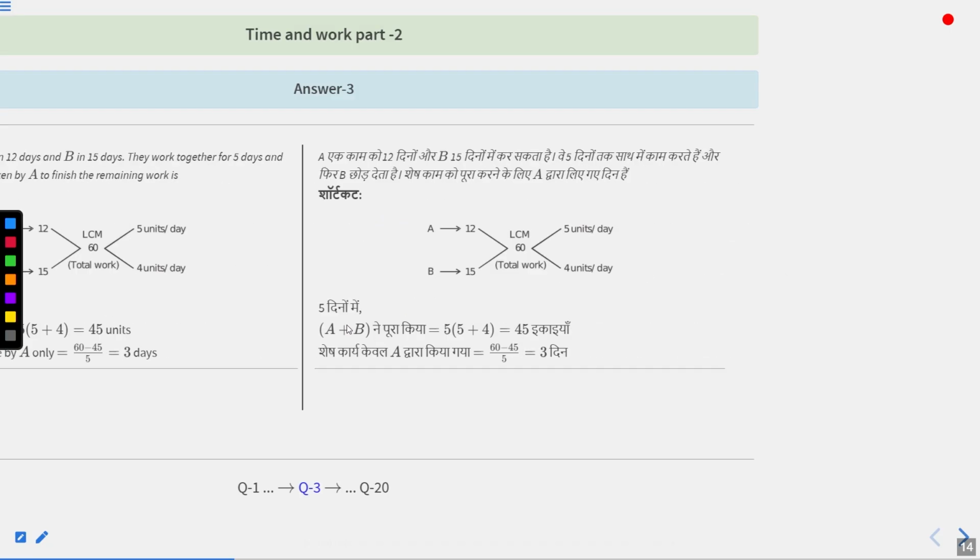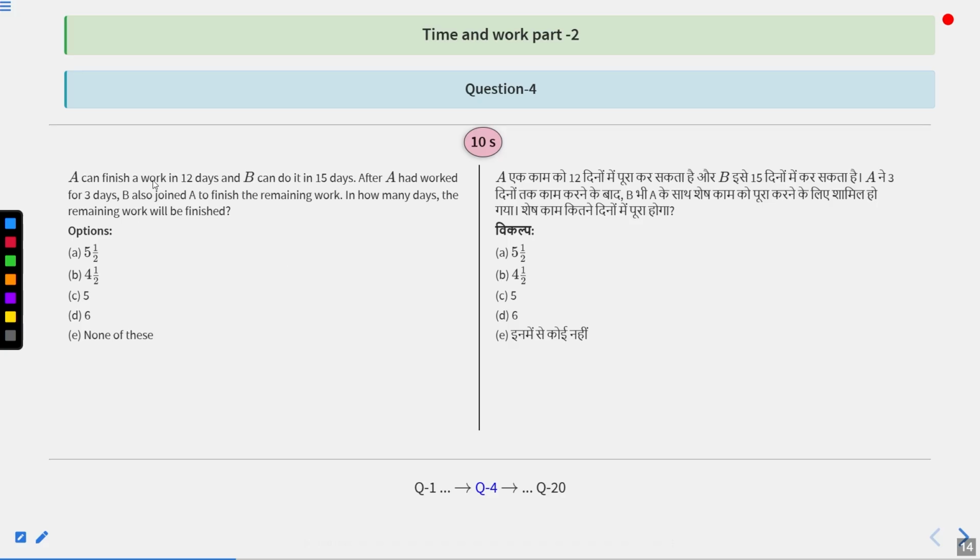Clear? Next. A can finish a work in 12 days and B can do it in 15 days. After A had worked for 3 days, B also joined A to finish the remaining work. In how many days will the remaining work be finished? You have 5 options and 10 seconds to analyze the question. Your time starts now. Now time's up. Let's see the solution.